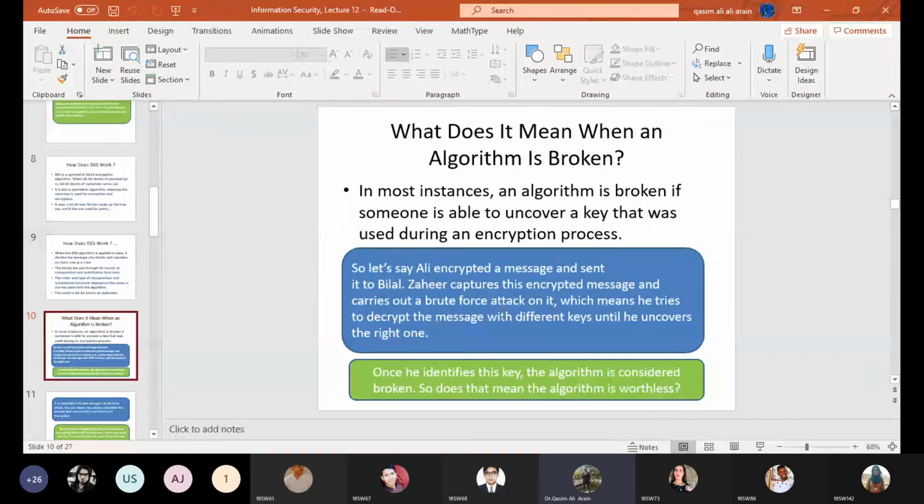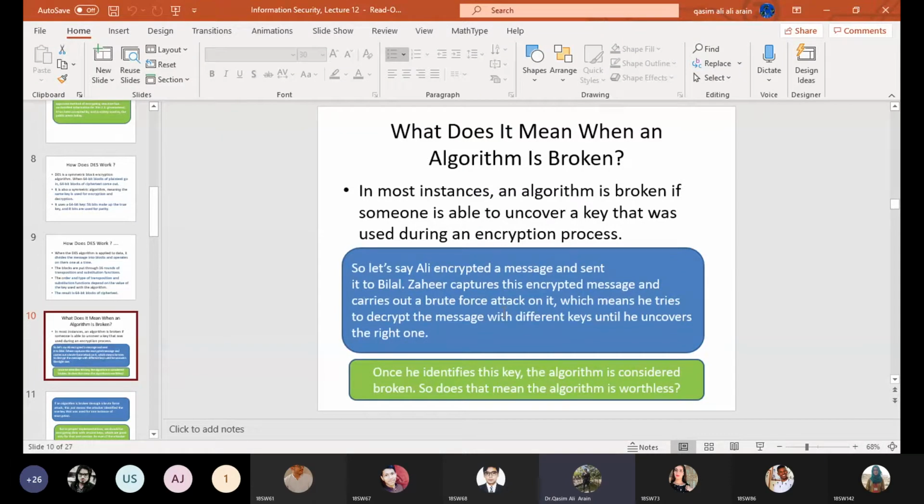Now you tried different keys from the whole key space and one key worked, this means that your algorithm is broken. Now this is the right key, you can decrypt the information and you can see what has been sent by Ali to Bilal, right? Fine.